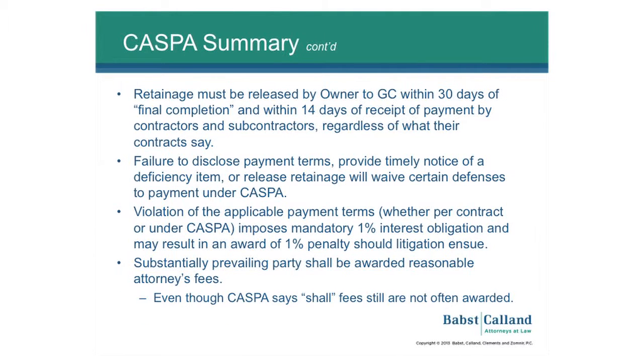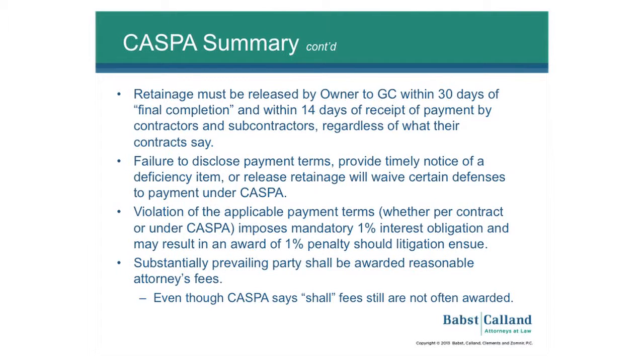As it relates to retainage, retainage must be released from the owner to the general contractor within 30 days of final completion, and from a general contractor and subcontractors to their subs within 14 days of receipt of payment. These provisions cannot be modified by your contract terms. This is what CASPA requires.